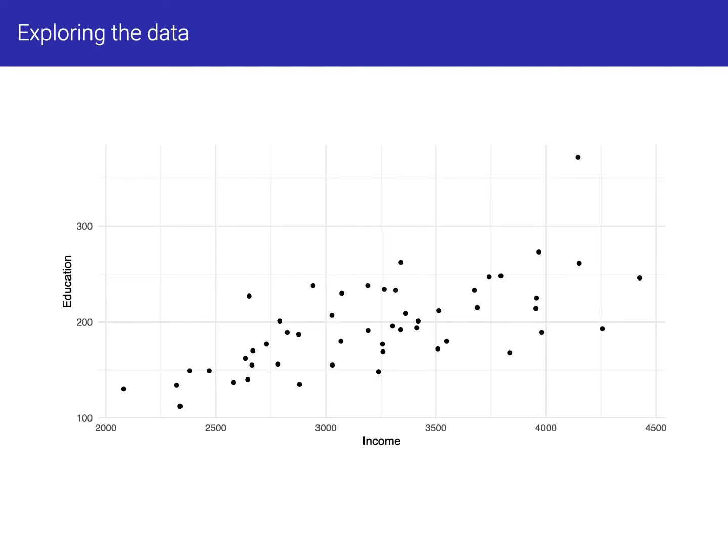So further exploring the data, let's look at the relation between income and education. So it seems like we have a relation between the two. It seems like as income is larger, education tends to increase. However, it looks fairly linear, but we see that there are a few points that are maybe outside of that, and it also seems like there's more noise as you increase income.